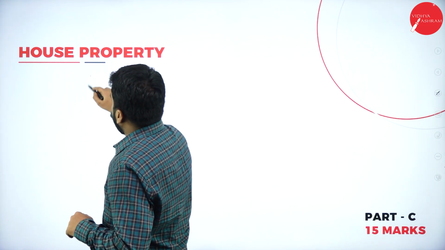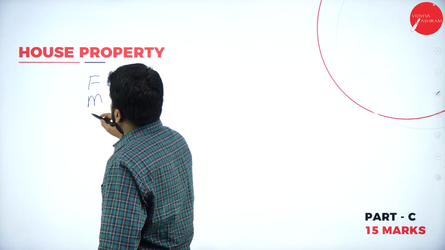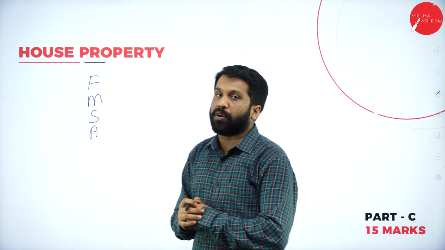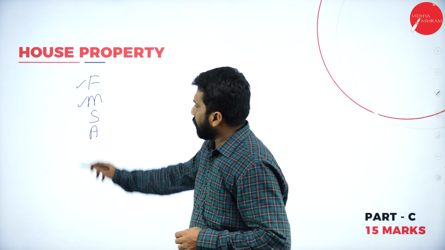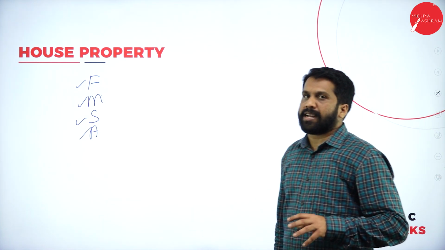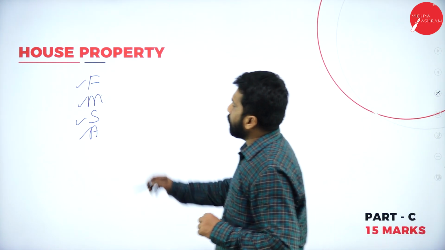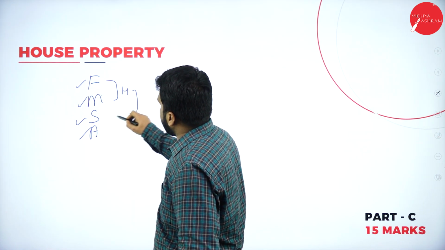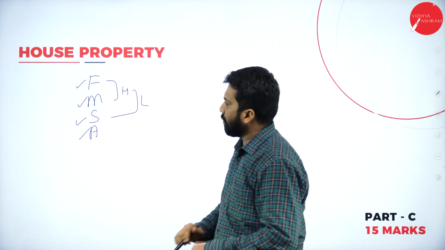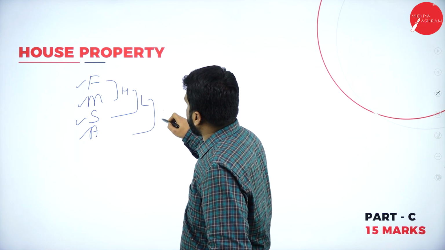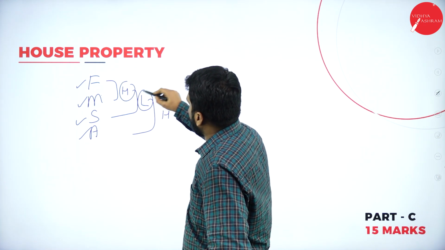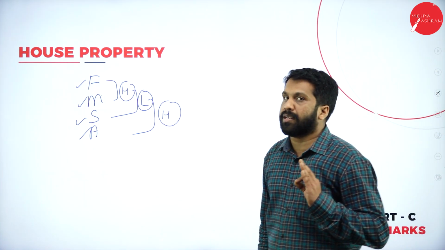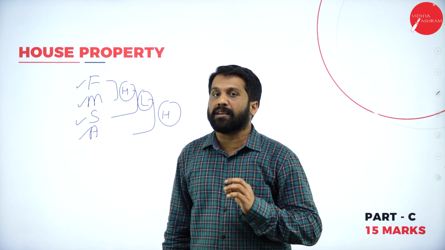You know that F, M, S, A. F means fair value, M municipal value, S standard rent, A actual rent. In this, your fair value or municipal value, whichever is higher. Then this answer against standard rent, whichever is lower. Then this answer against actual rent, whichever is higher. High, low, high. Like this, we are supposed to calculate your problem. Hope you are clear.